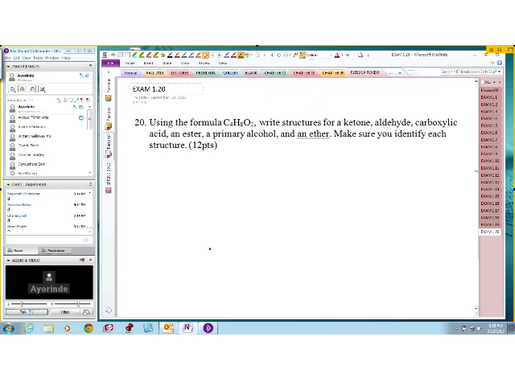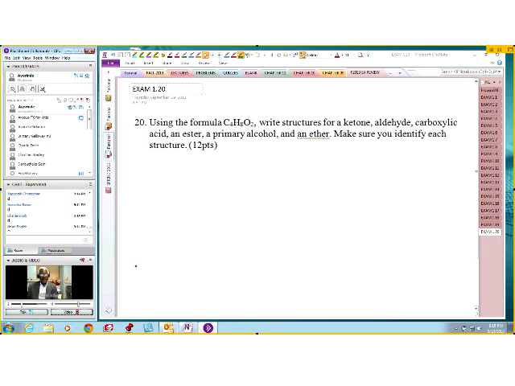Okay, let us look at the last question of the day, and then we will call it a day. Chica Gelling, can you read 20 for us? Using the formula C4H8O2, write structures for a ketone, aldehyde, carboxylic acid, an ester, a primary alcohol, and an ether. Make sure you identify each structure.